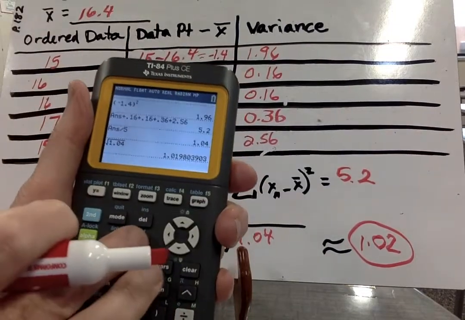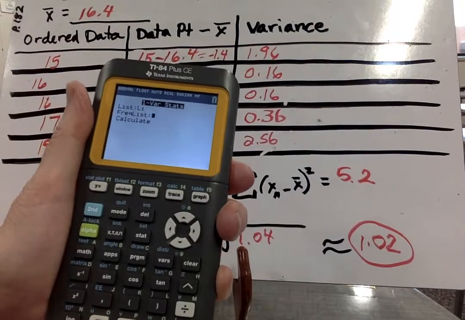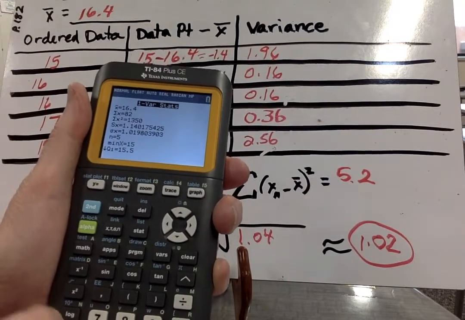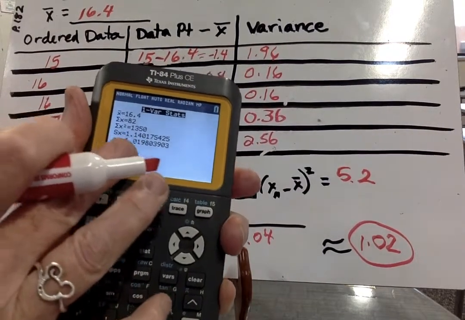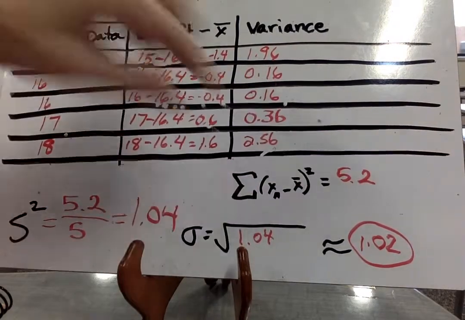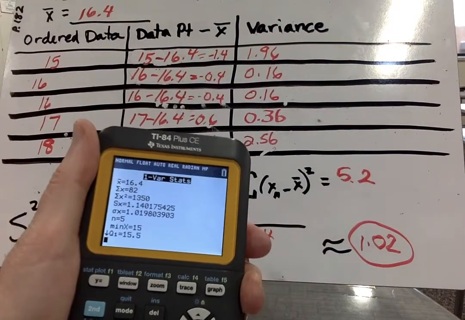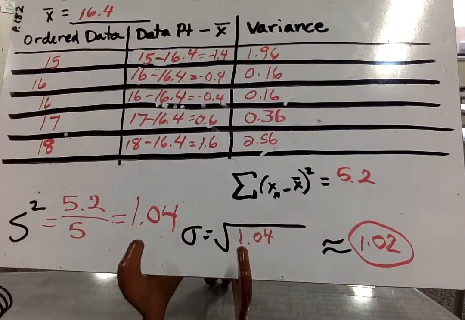Now we can go back and check. We go to Stat, Calc, and there it is right there, 1.02. So again, you have to show all this work, but you can double check your answer by going to this. Okay? All right, students, you can do the rest of this.